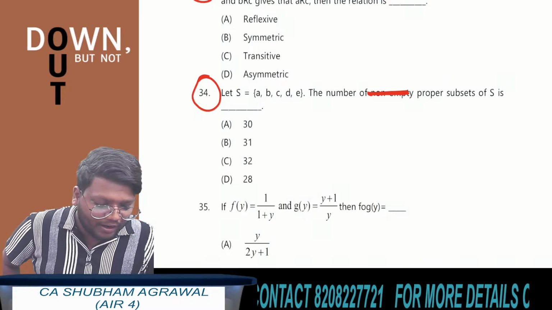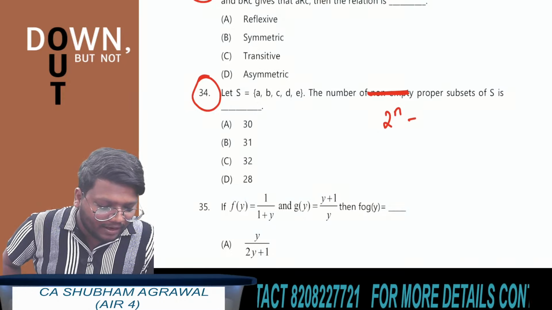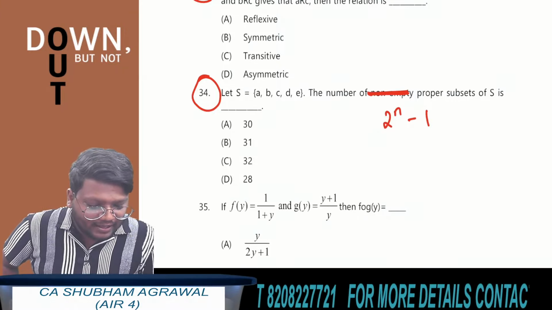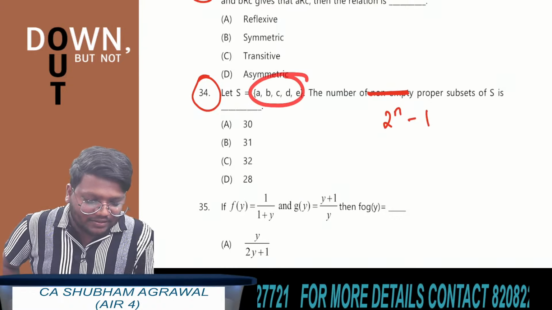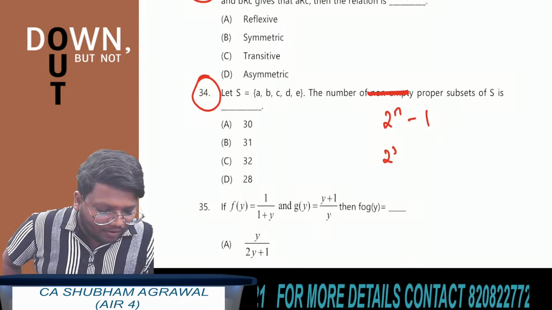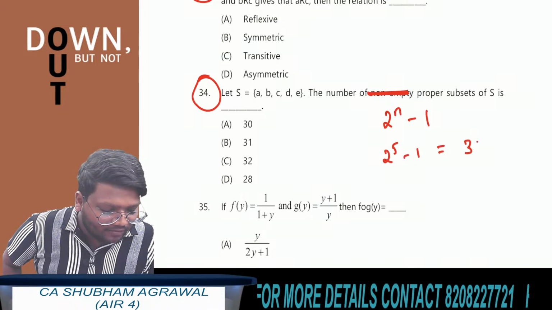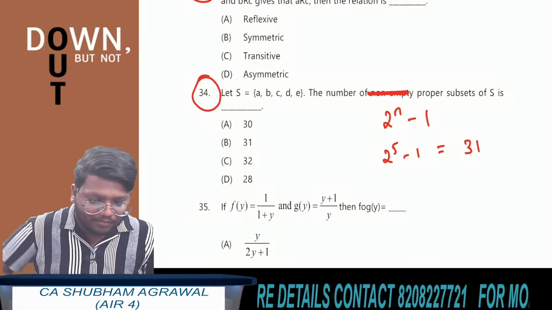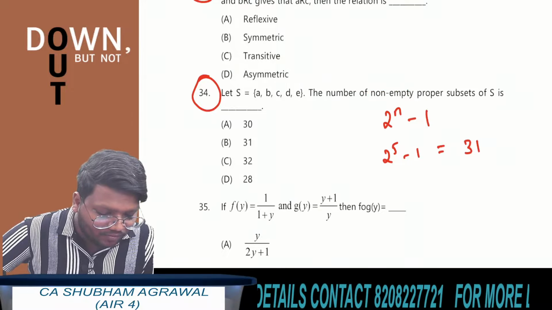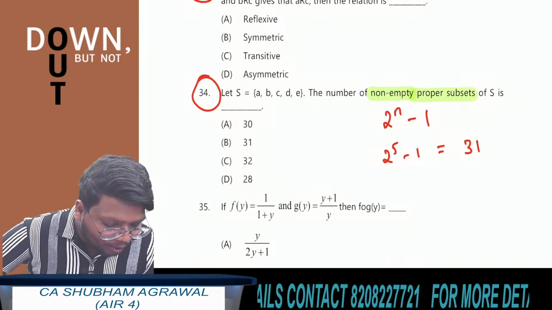What is the formula to find the number of proper subsets? 2 to the power n minus 1, where n is the cardinal number of the set, the number of elements in the set. How many elements are there in set S? 5. So 2 to the power 5 minus 1 is 31. But in this question, 31 is not the answer, because they have not asked just proper subsets. They have asked non-empty proper subsets.